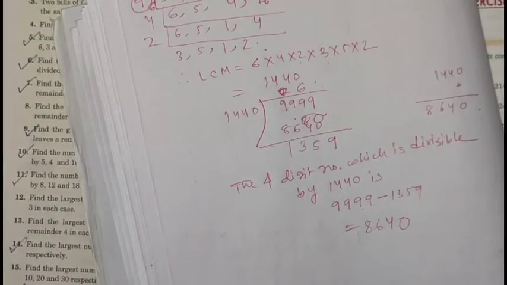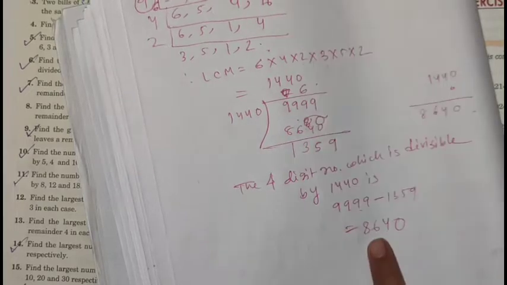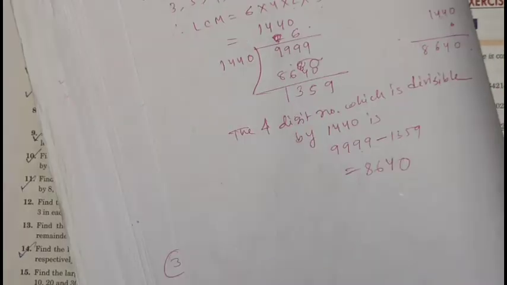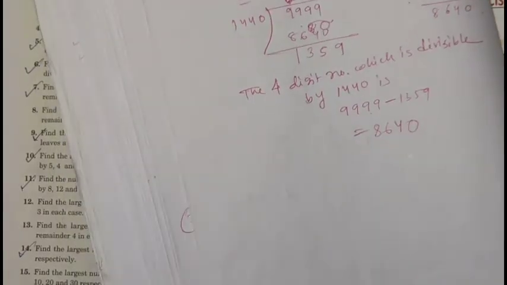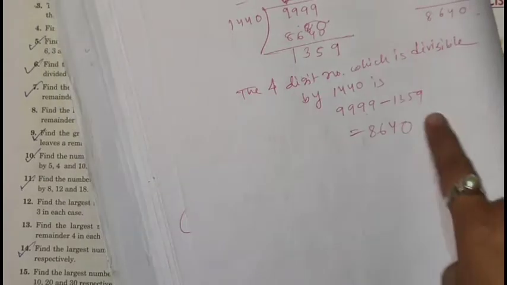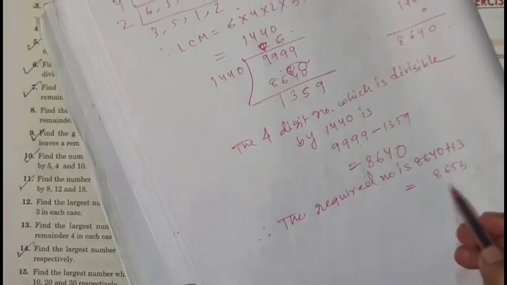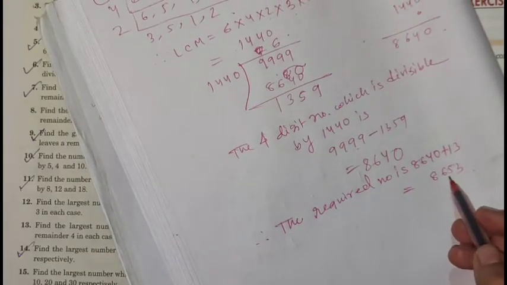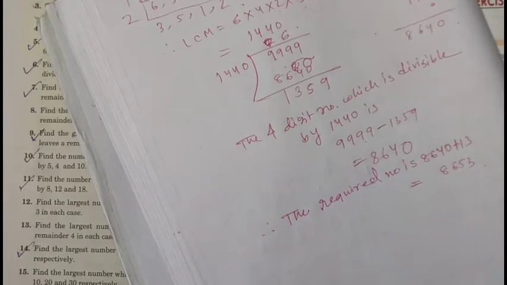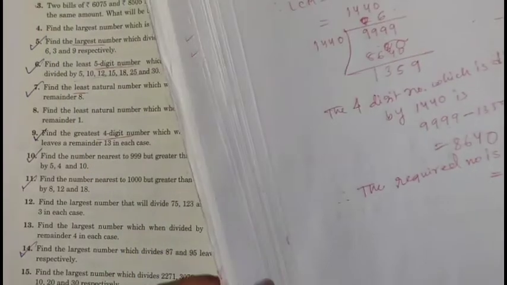So the greatest 4-digit number which is divisible by this number is 8640. But the required number leaves a remainder 13 in each case. So you have to add 13 with this number. So the required number is 8653. This will be the required answer. Okay. Next, question number 10.